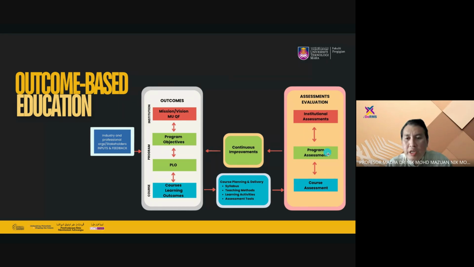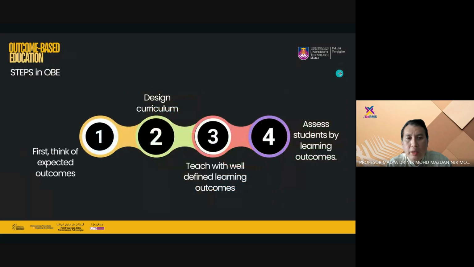This is part of CQI. This is where the external examiner comes in. This is where the stakeholder comes in to give some feedback about our students. Then from there we go back to the outcomes if we need to change or improve, so it goes in a cycle for outcome-based education. If we talk about CQI, or internal quality, this is part and parcel of the activities that we do every single year. Next, what are the steps in OBE?